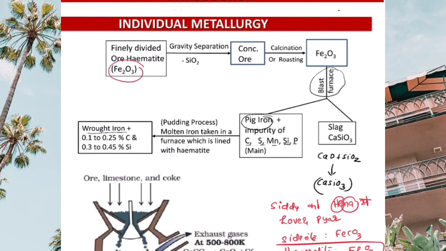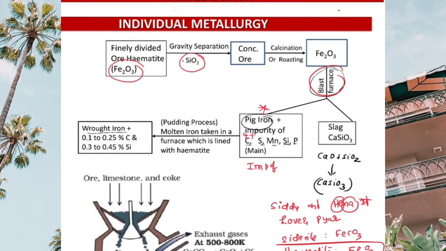So finely divided hematite, on gravity separation, we are removing silica. The ore is concentrated and subjected to calcination in the blast furnace. In the blast furnace, the first important point is that pig iron is formed. The highly impure form of iron is pig iron. Pig iron contains 4% carbon, very, very important, and others like sulfur, manganese, silica, phosphorus, etc. But carbon is 4%.